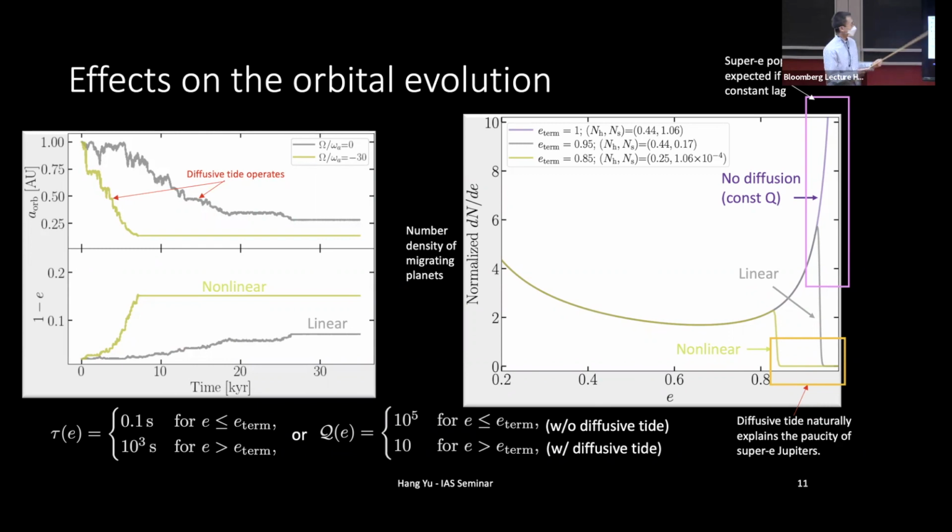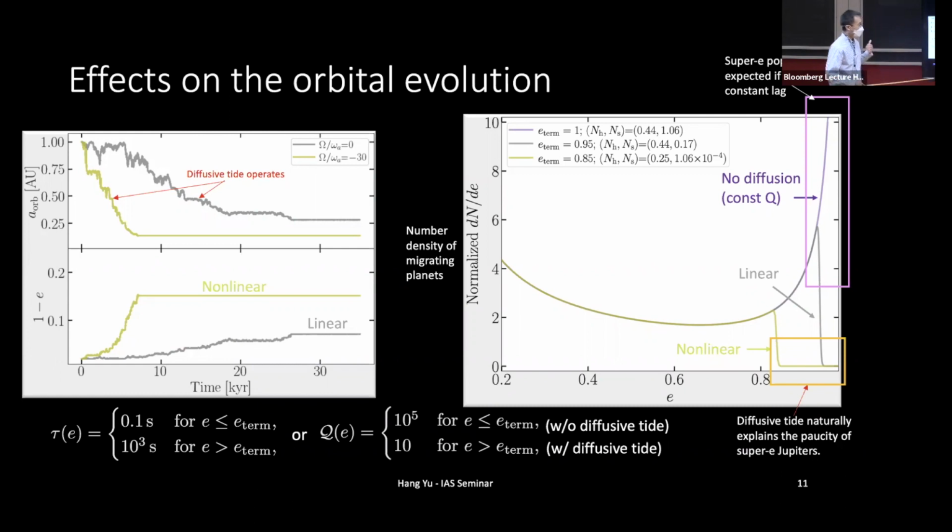Okay, so let's leave those uncertainties aside for a moment, and just say somehow the energy gets dissipated. Through this diffusive process, the key point is that the orbit can shrink very efficiently. Over 10 kiloyears, the semi-major axis of the orbit can shrink by nearly a factor of 10. This leads to a tidal lag time of something like 10^3 seconds, or in terms of tidal quality factor Q, the Q can be as small as only 10.